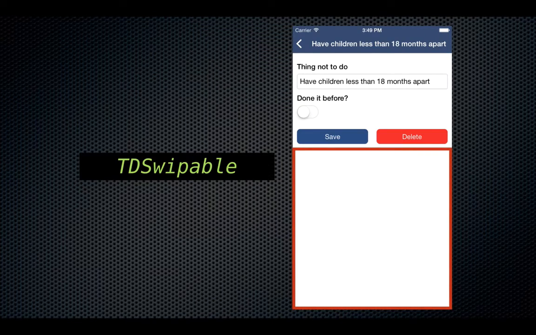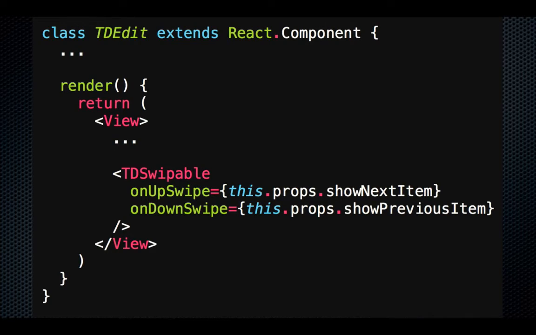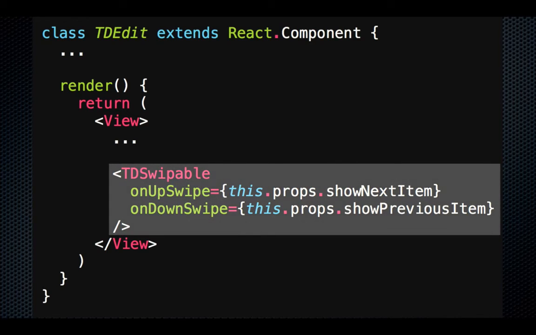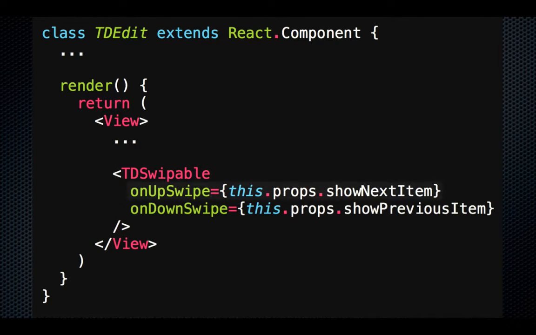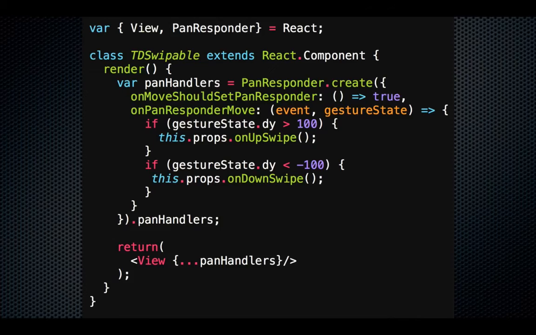Well, we're going to create a new custom component called TDSwipeable, and we're just going to pop it down here. It hasn't actually got anything in it. We're going to put it at the bottom of our edit screen, and the way in which we do that is just declare it down here at the very bottom, and we're going to make it take two callbacks, one for handling an up swipe and the other for a down swipe, and they will just show the next item and the previous item. So how do we implement this TDSwipeable component?